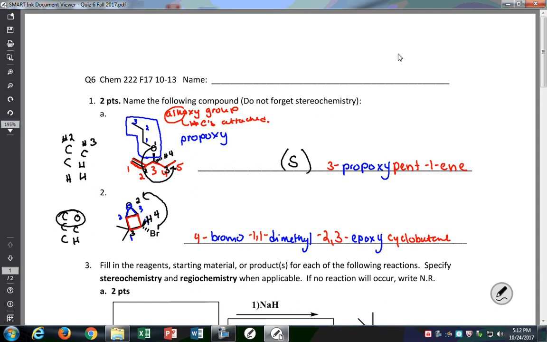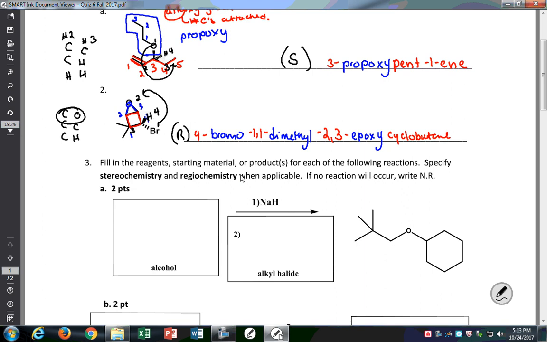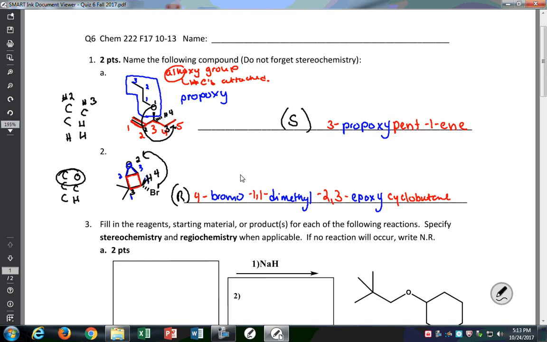So that's going to be R. It looks like I drew S, but remember, I have to invert it because hydrogen is coming forward, and it needs to be going back. You can think about rotating it, or you could just do the opposite, because all we would do is rotate it 90 degrees. Any questions with that naming?